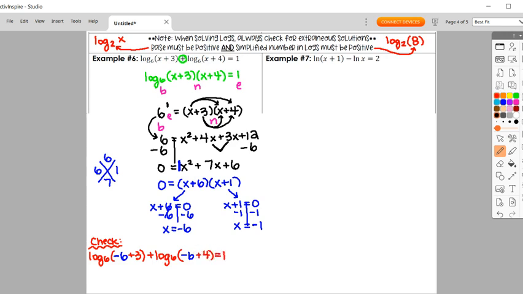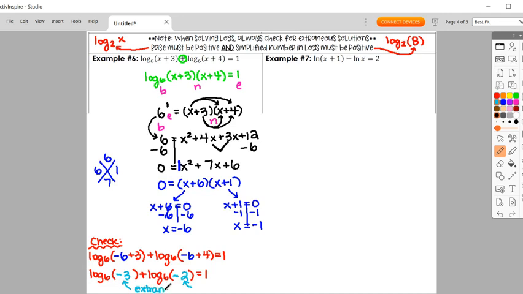Okay, simplifying down my logs, I'm going to have log base 6 of negative 6 plus 3, which gives me negative 3. Next log, same thing, plus log base 6, negative 6 plus 4 gets me negative 2. Right away, this is an extraneous case because not only 1, but 2 are negative inside the log, which is why it's extraneous.